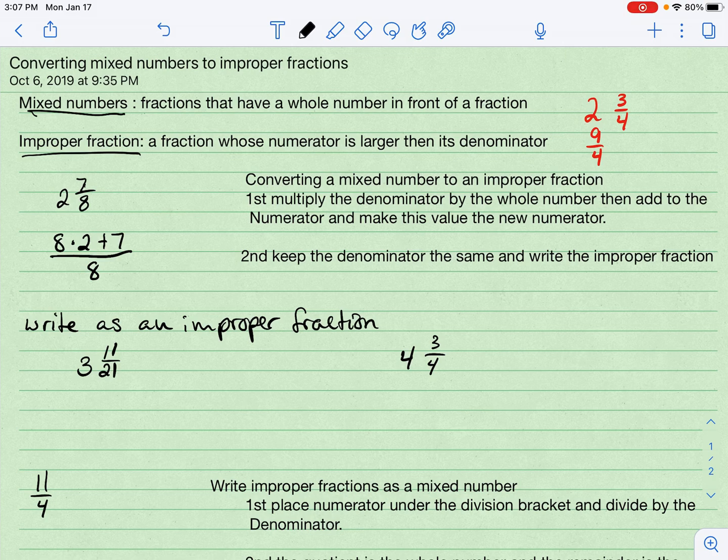So 8 times 2 is 16. 16 plus 7 is 23. And our denominator stays the same, so 23 over 8.